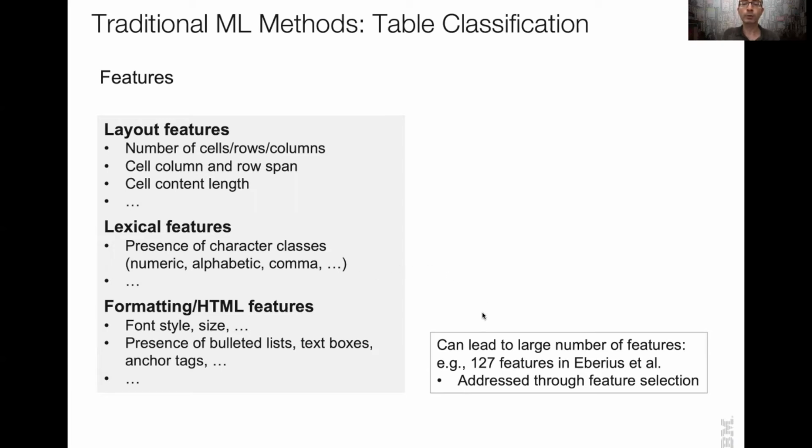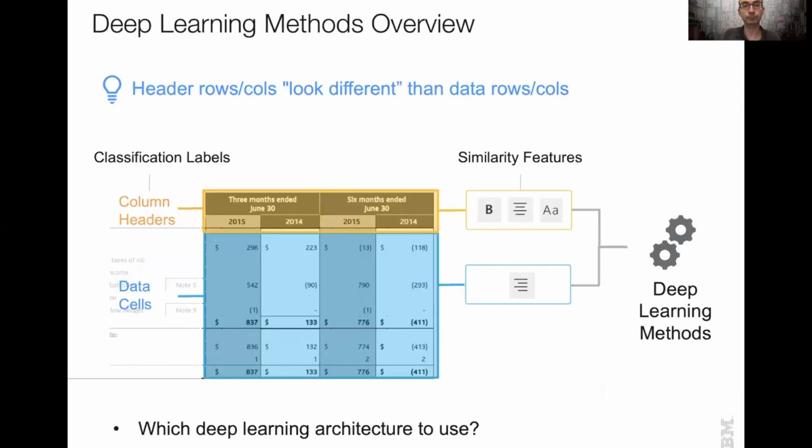Also, it's important to note that depending on how one defines the features, it's very easy to end up with a pretty large number of features. For instance, in Eberus et al., they are using 127 features, but this has to additionally be addressed through feature selection methods. The natural evolution of these techniques is to apply deep learning algorithms to the same problem.